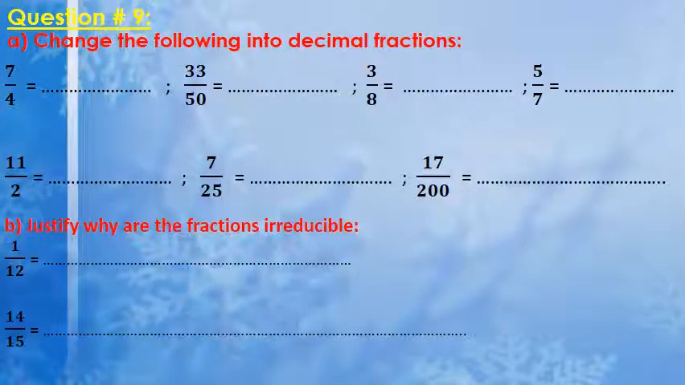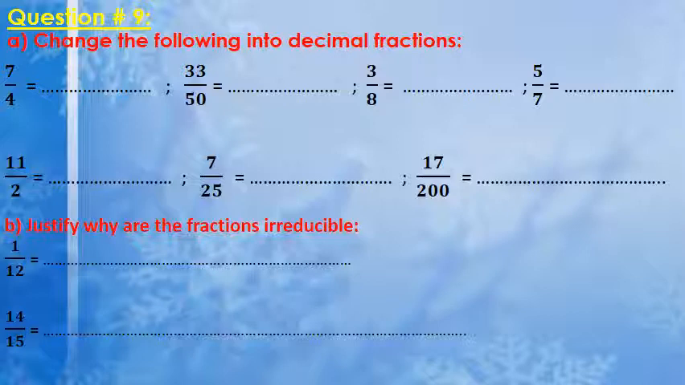Question number 9, we should change the following into decimal fractions. We know that we have some fractions that are special and can be changed. They are not decimal, but we can change them into decimal fractions. The first fraction is 7 over 4.